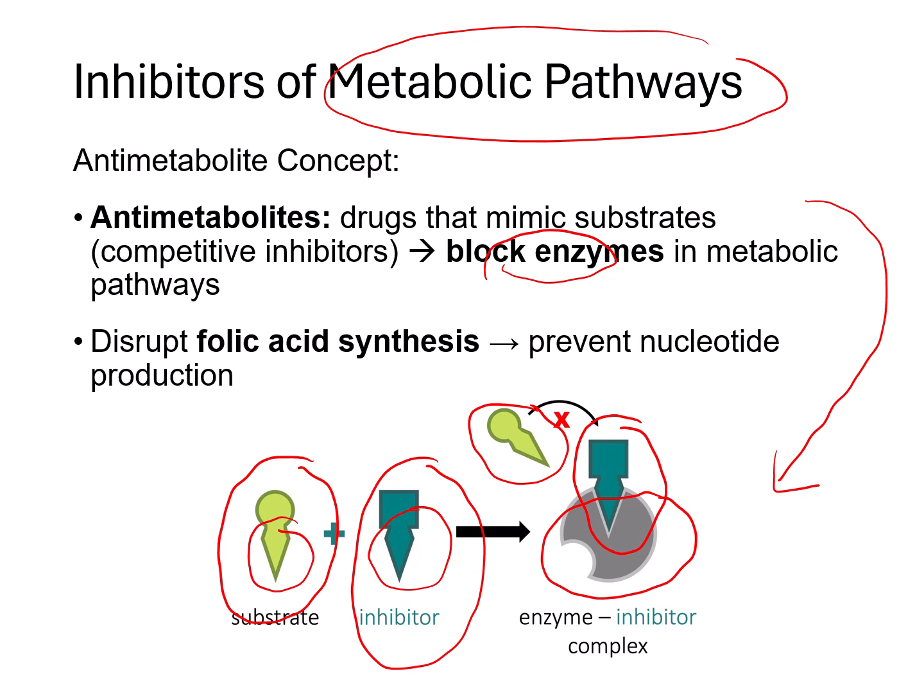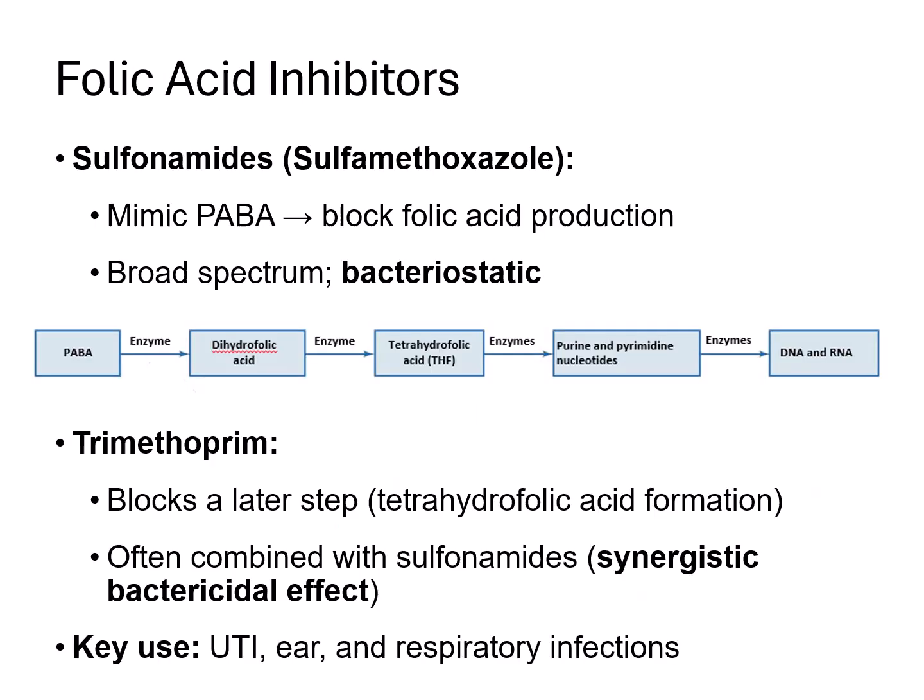So they block key steps like folic acid synthesis, which bacteria need to make nucleotides and DNA. And when those reactions stall, the cell cannot grow or divide. First, we have our folic acid inhibitors, and there are two major classes that work together here.